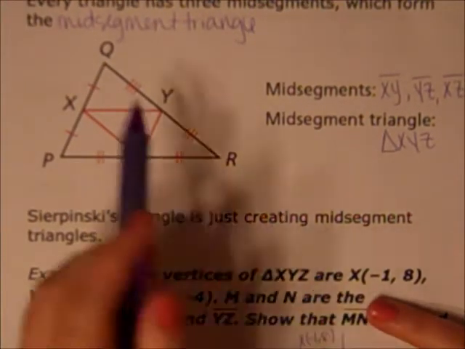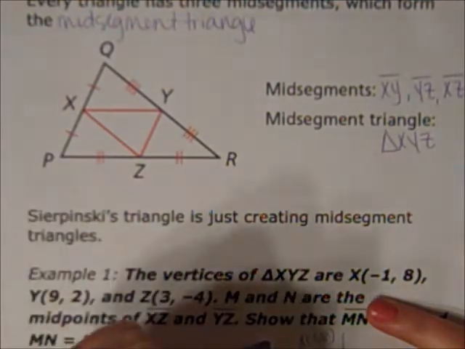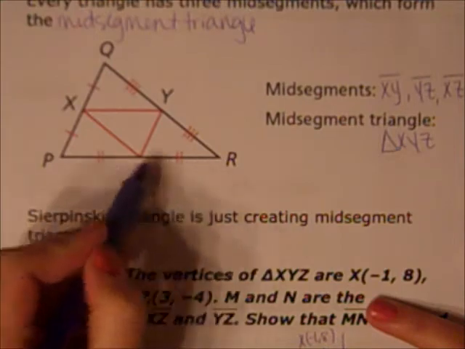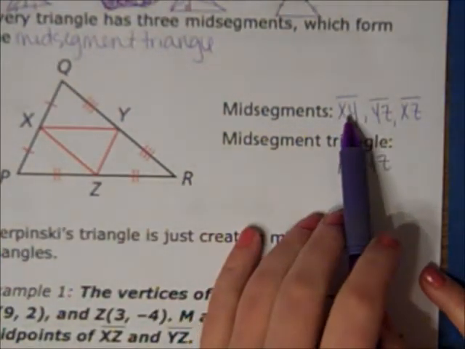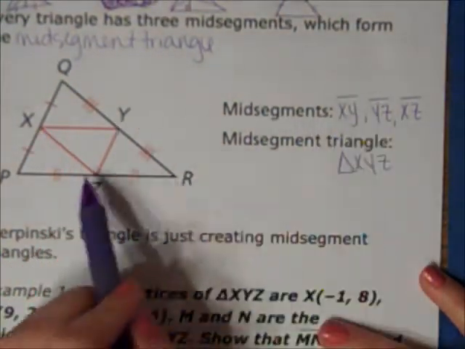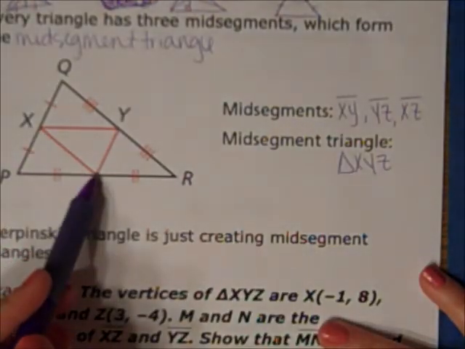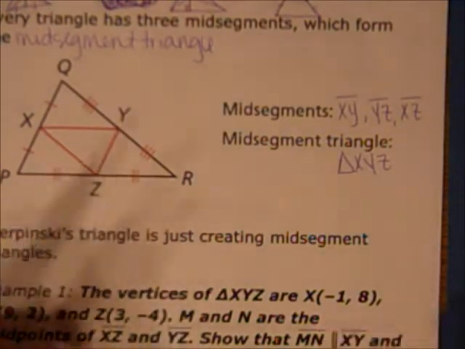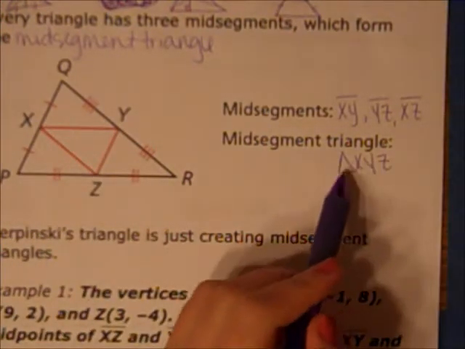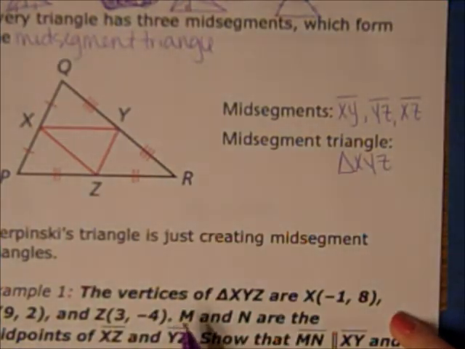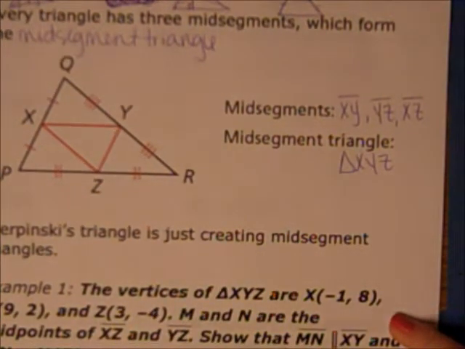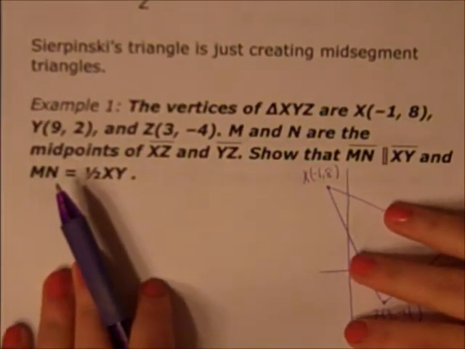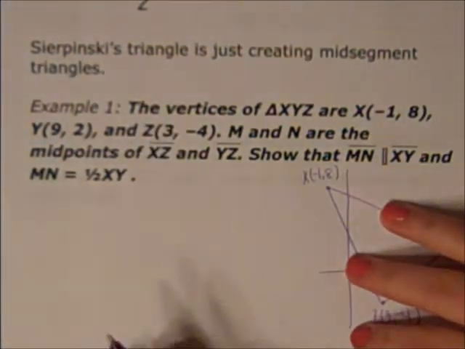So here's a bigger example of that here. You can see X is the midpoint of QP, Y is the midpoint of QR, and Z is the midpoint of PR. So I have three midsegments, XY here, YZ here, and XZ here. And when those three all come together at the same time, they form a triangle inside the original triangle, triangle XYZ, and that triangle is called the midsegment triangle because it's made up of the three midsegments. We are going to talk about Sierpinski's triangle tomorrow in class. I'll show you a little demo of that.